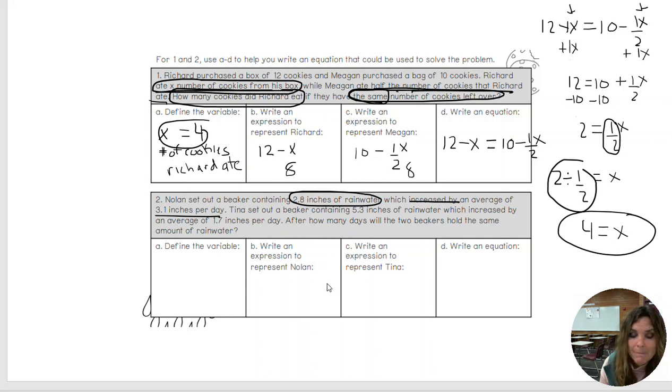by 3.1 inches every day. And then Tina set out a beaker containing 5.3 inches of rainwater. So hers started out with a little bit more than Nolan's. And then hers increased by an average of 1.7 inches per day. Okay, so now that we understand the situation, let's figure out what question we're being asked to solve, because that's going to be our variable.